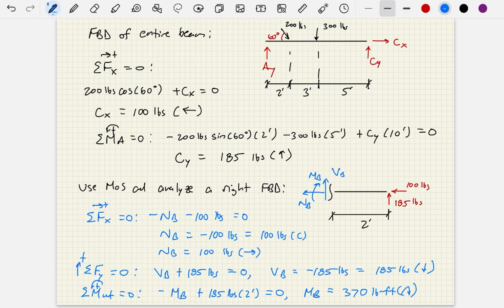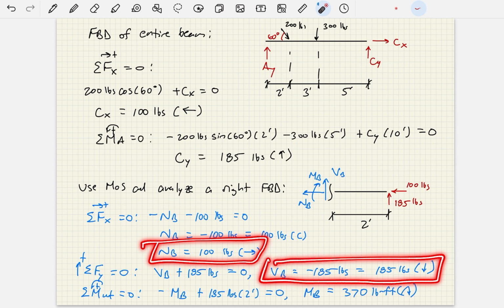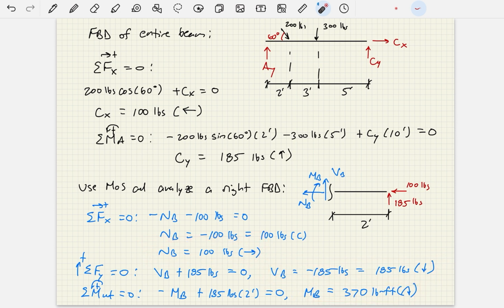So what are my final answers? My final answers are these three internal loads: NB, okay, VB, and MB. These are my three final answers. So, if this was like a homework assignment, you'd probably want to write a little summary and box that in as your final set of answers, okay? So that concludes this example of exercising method of sections for a beam to find some internal loadings at a point.